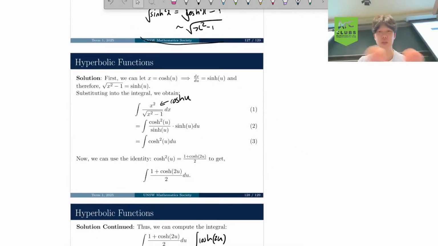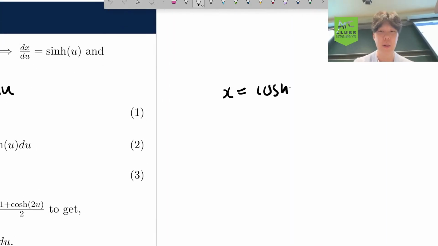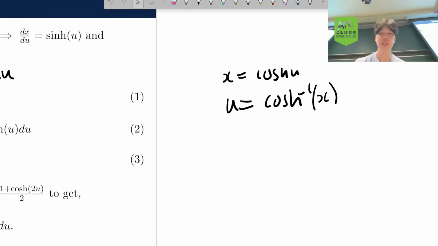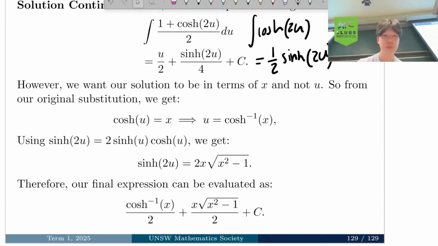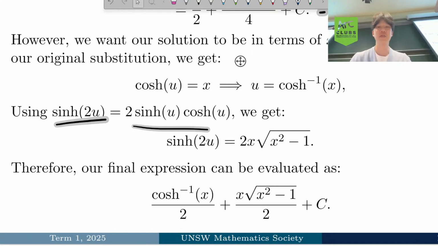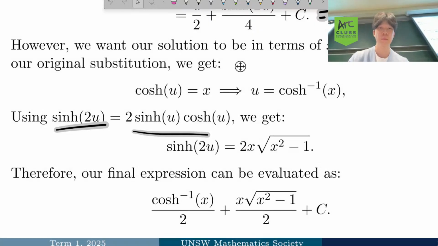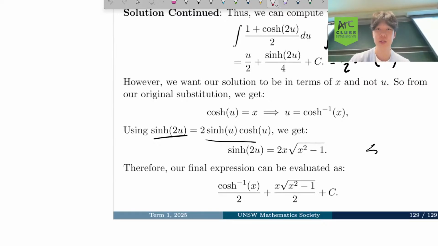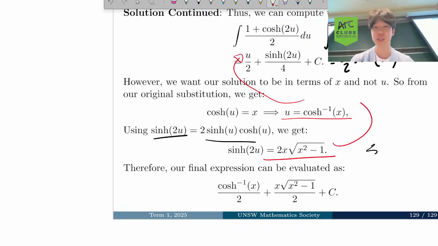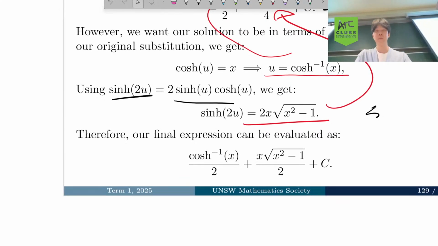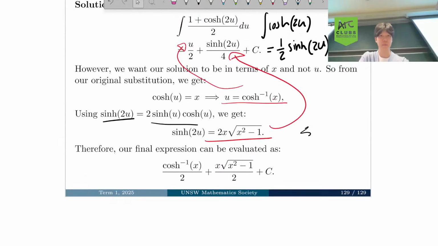So what we have to do is, since x is equal to cosh u, I have to back sub. So u is going to be the inverse cosh of x. And using the fact that sinh of 2u is 2 sinh u cosh u, we get sinh of 2u is 2x times root x squared minus 1. And we back sub these two in. So u is inverse cosh of x, we put it back here. Sinh of 2u is this, put it into here. And thus we get our final expression as the inverse cosh of x divided by 2 plus x root x squared minus 1 divided by 2 plus c.